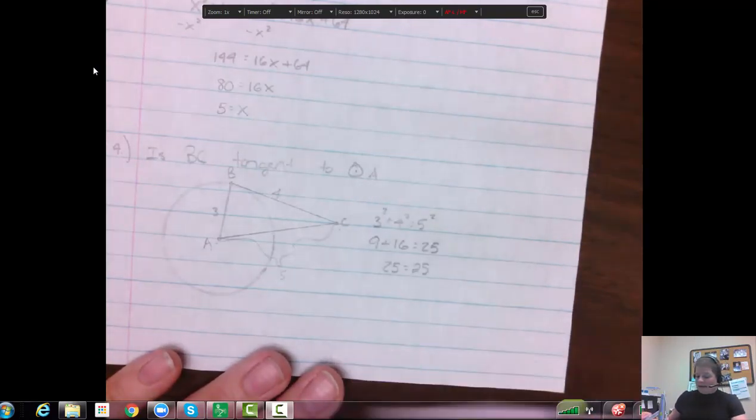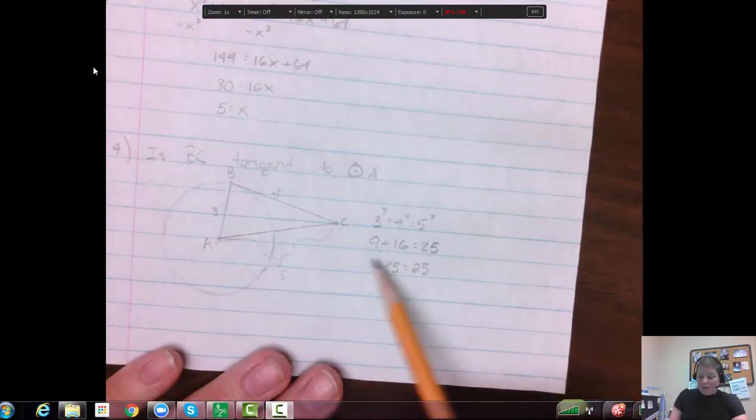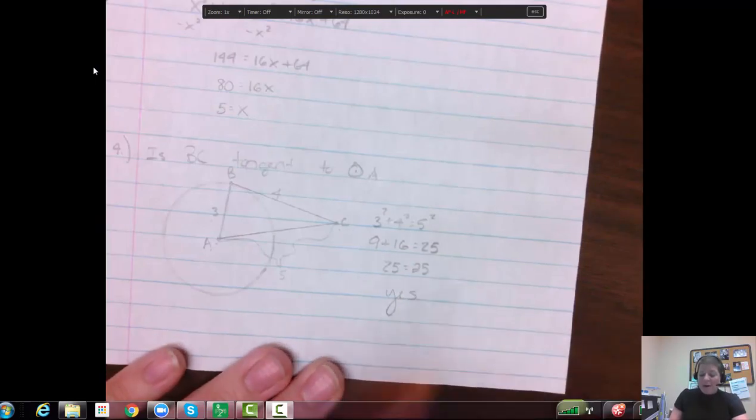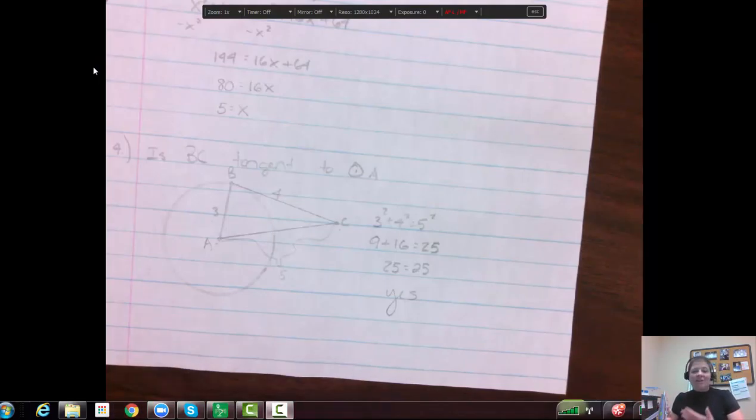So the way that we do that is leg squared plus leg squared equals hypotenuse squared, or the Pythagorean theorem. So for this one, I would have 3 squared plus 4 squared equals 5 squared. I'd square them out, add, and this is a yes. So BC is tangent to A. So if you were asked if something is tangent, you could use the Pythagorean theorem.